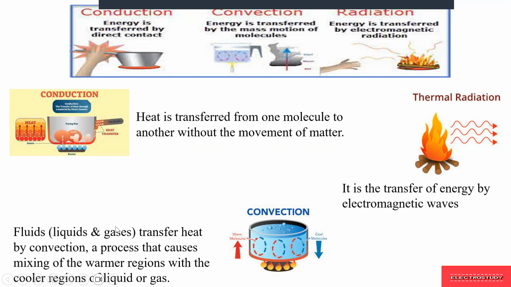Next is convection. Convection depends upon liquids or gases, so the transfer of heat is done by convection using liquids and gases. There is a mixing of the warmer region and the cooler region. You have a warmer region here and a cooler region here. Convection is when there is heat and cold energy put across a liquid or gas material. Next is radiation. Radiation means there is a transfer of energy in terms of electromagnetic waves. That is known as radiation.